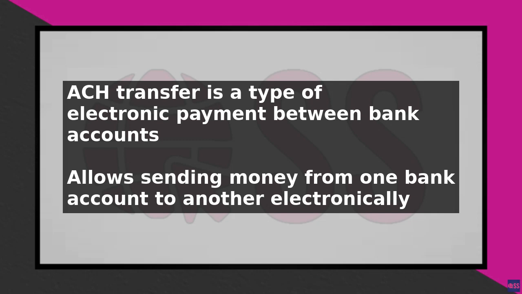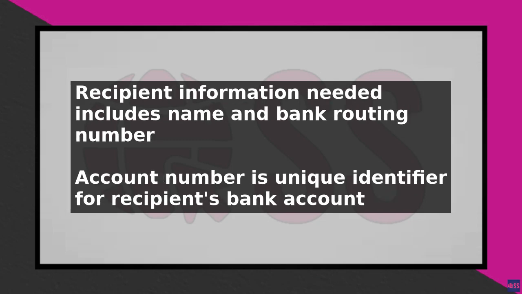To get started, you will need to gather some information from the recipient, including their name, bank routing number, and account number. The bank routing number is a unique 9-digit code that identifies the bank and is usually found on the bottom left corner of a check. The account number is the unique identifier for the recipient's bank account.